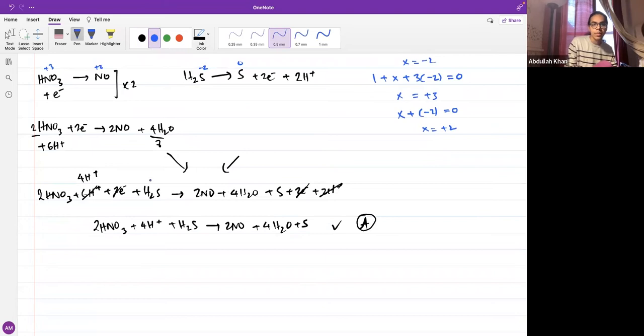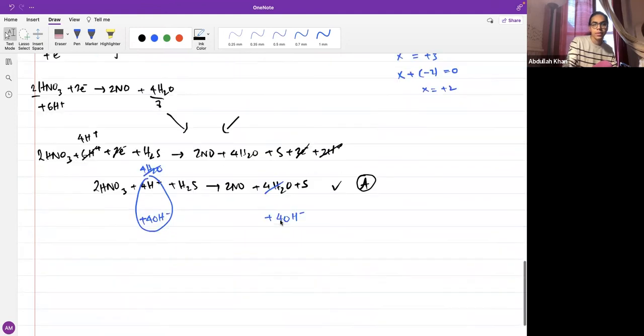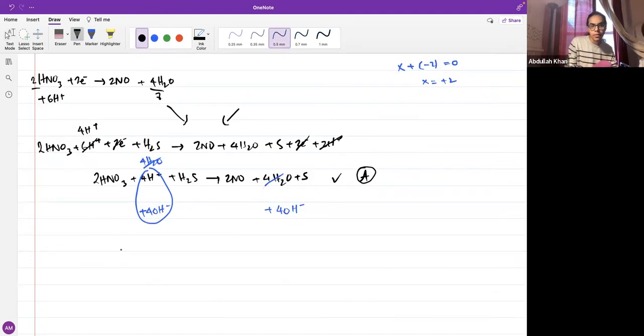In basic medium, let's make the jump real quick. 4 OH minuses for H2Os. And so the water molecules cancel on each side. And so you get 2 HNO3 plus H2S gives 2 NO plus 4 OH minus plus sulfur. And this is in basic medium.